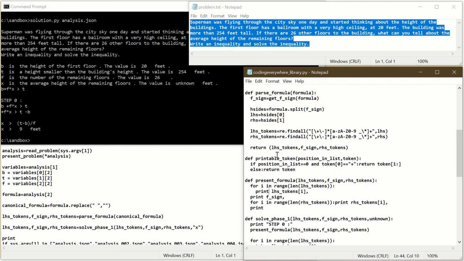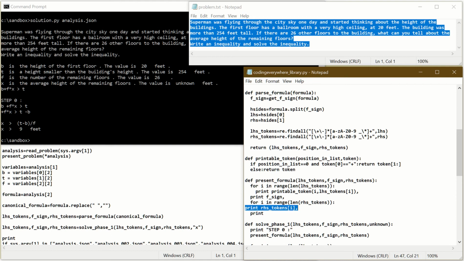the present formula function, instead of printing LHS token of i, I will print printable token. i is the position of LHS token of i. LHS token of i is the token. And I will do the same thing for the right hand side. So we do not want a plus sign at the beginning. Okay, right hand side.